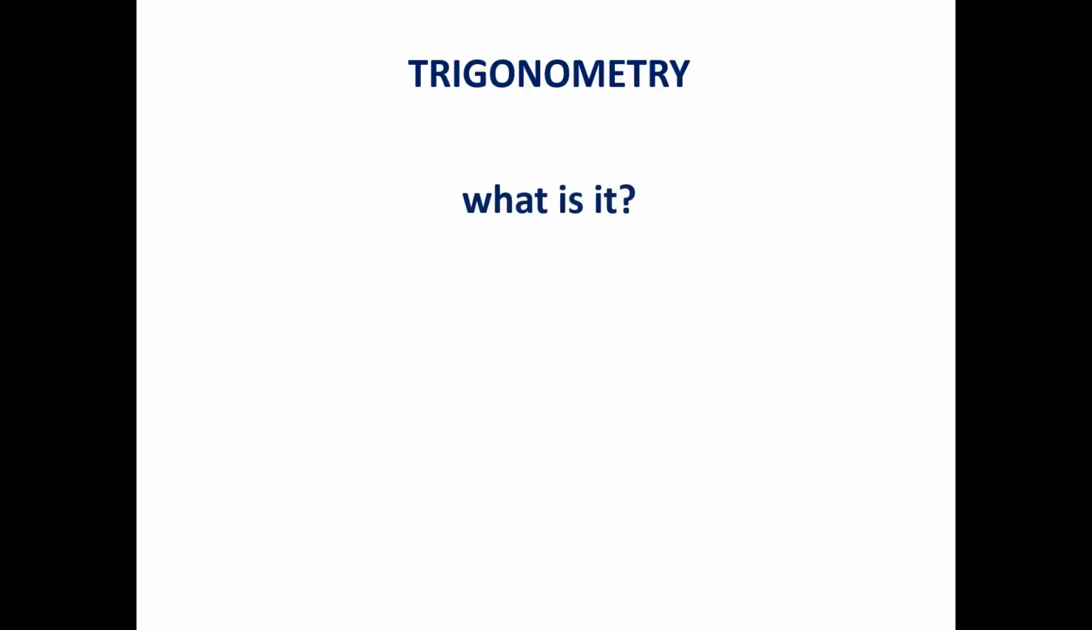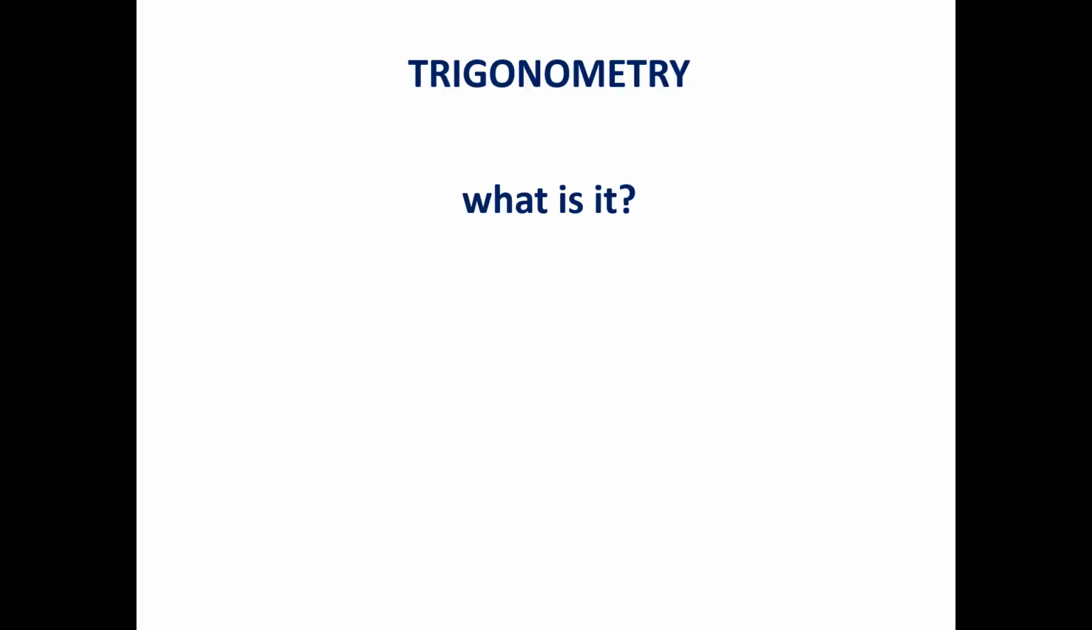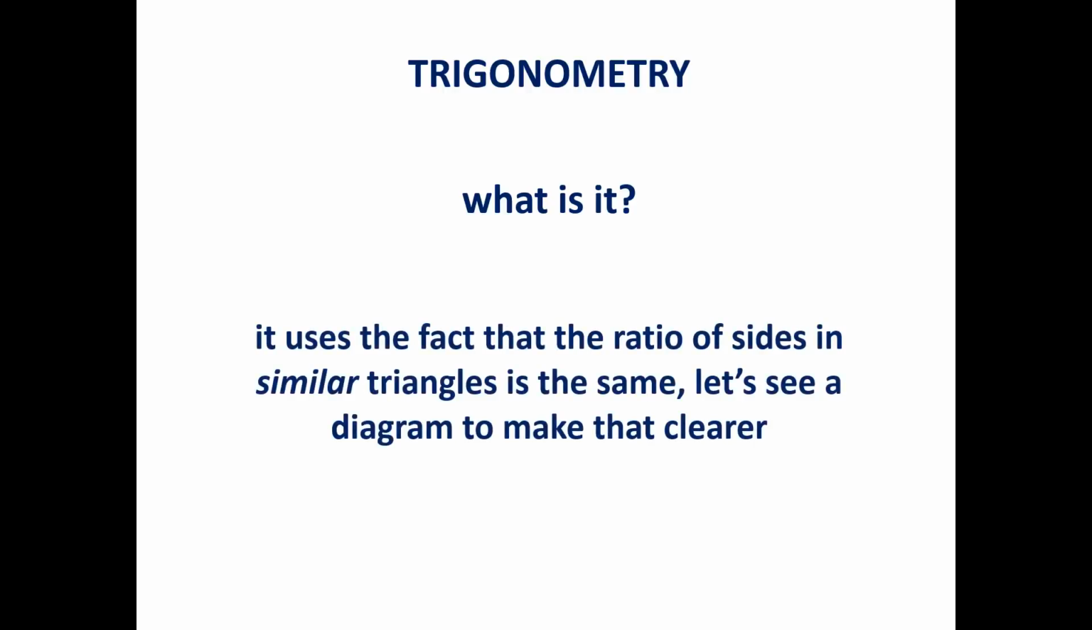So the first question, what is it? Well, it's a branch of maths that helps us find missing sides or angles in a right angled triangle. It uses the fact the ratio of sides in similar triangles are the same. Let's see if we can make that a bit clearer with a diagram.